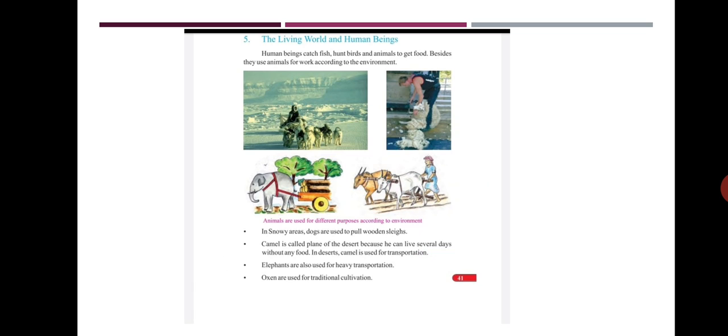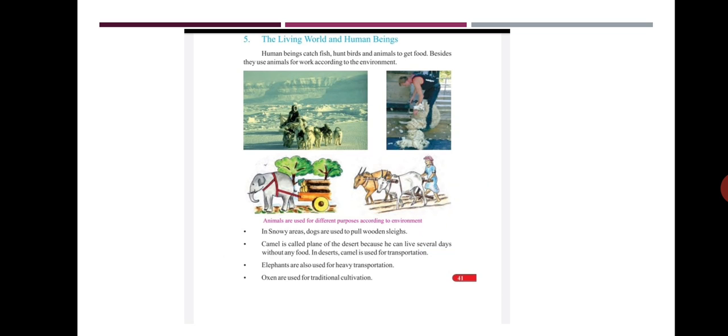Now, the living world and human beings. Human beings catch fish, hunt birds and animals to get food. Besides, they use animals for work according to the environment. You can see it here. In the first picture, in snowy areas dogs are used to pull wooden sleighs.